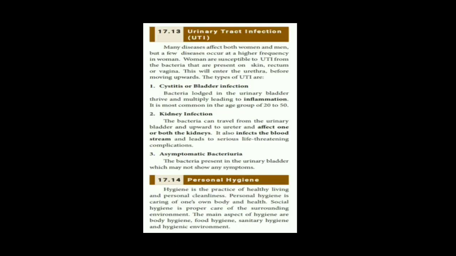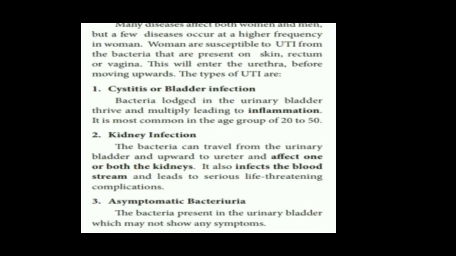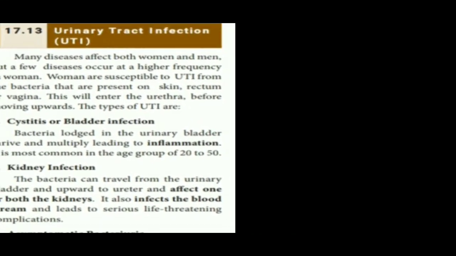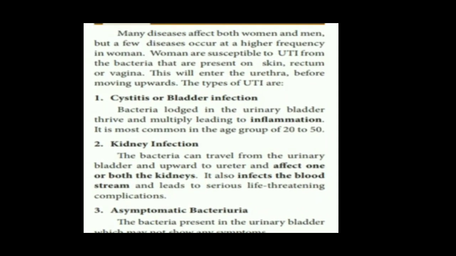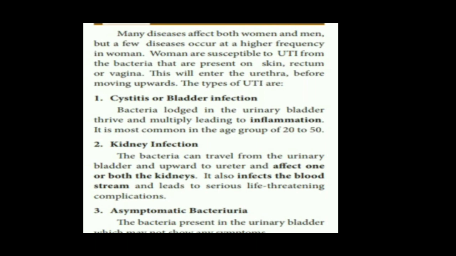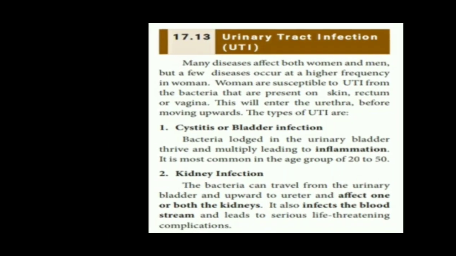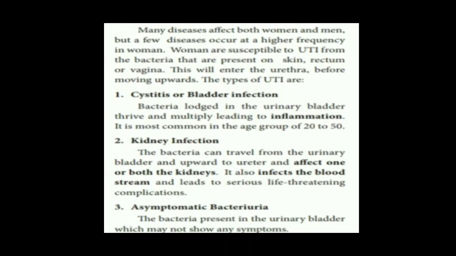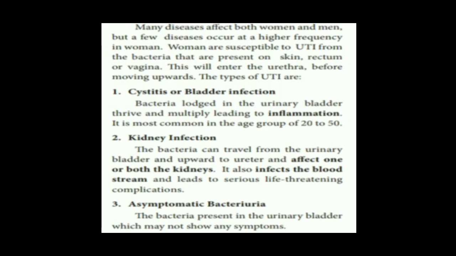Next, urinary tract infection. What is urinary tract infection? It is an infection in any part of our urinary system. Women are affected more than men. These urinary tract infections are due to bacteria which are present on our skin, rectum or vagina. This will enter the urethra. Afterwards it moves upwards in the urinary system.